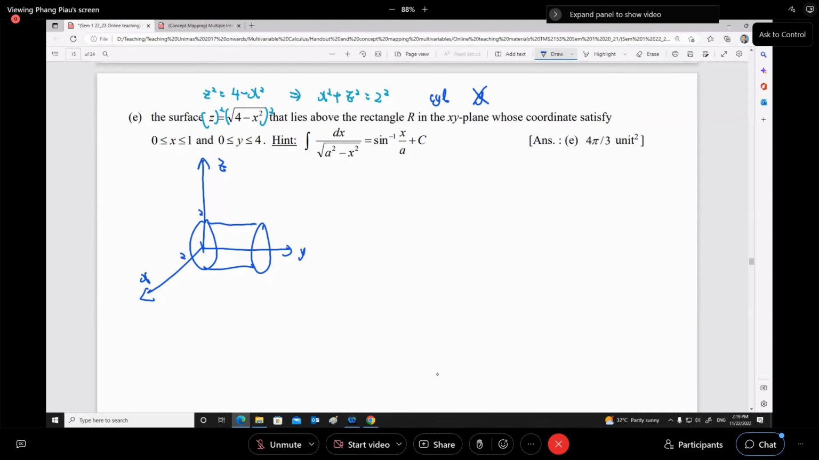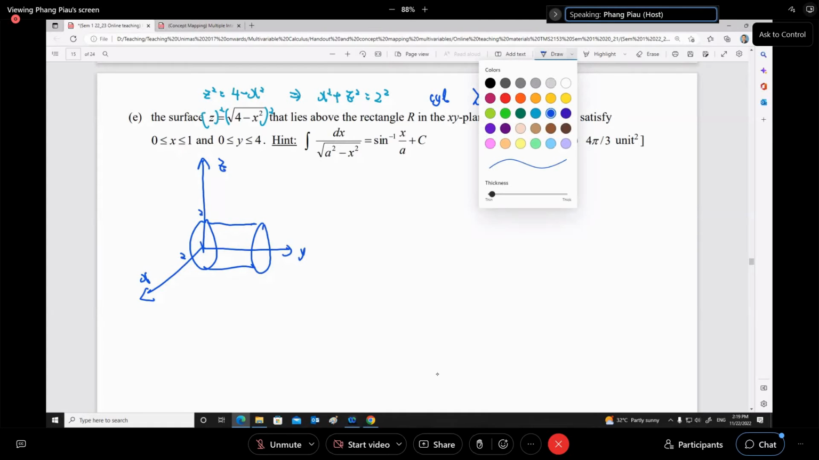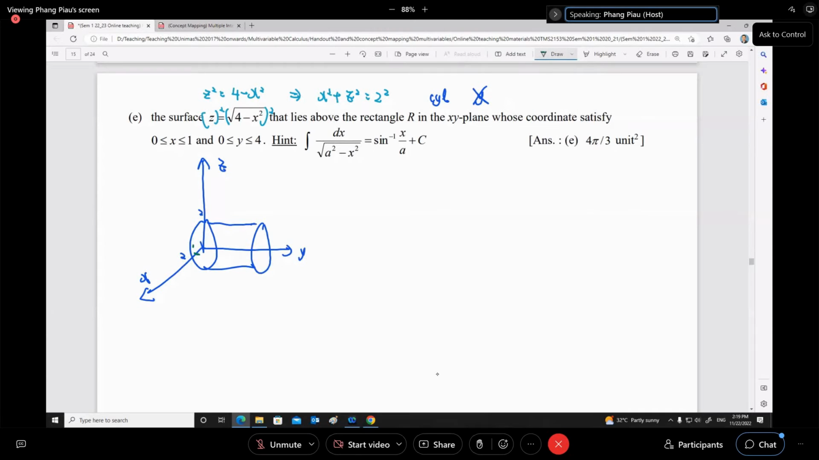So what we want to find is only the surface that lies above this xy plane, whose coordinates satisfy this. This is already telling you the projection region. Let's say this is 1 and this is your 4. Then this is your projection region. If this is your x and this is your y, so this is 4 and 1. But you don't actually need this projection region, because this will give you the limits for your double integral.